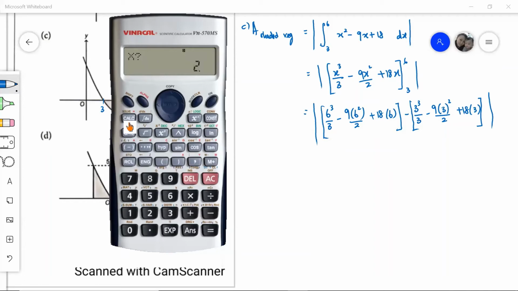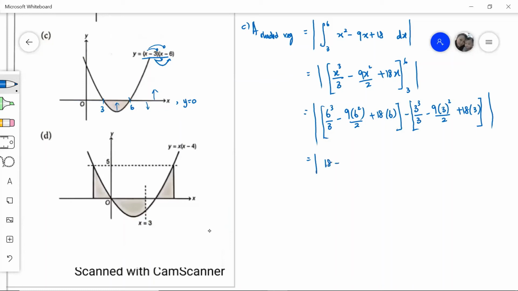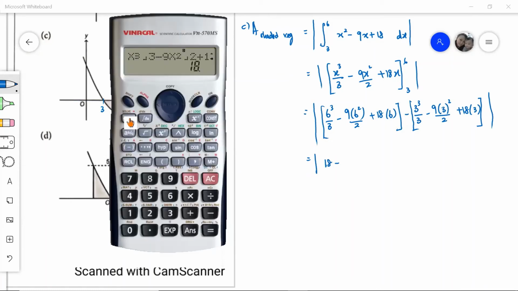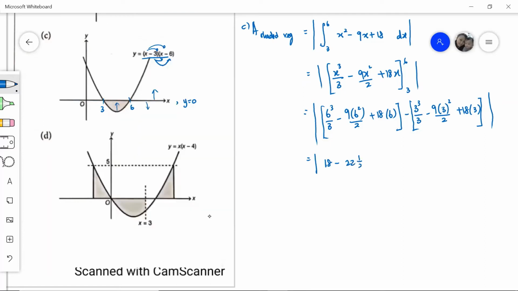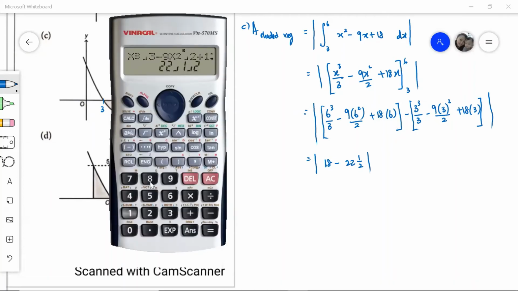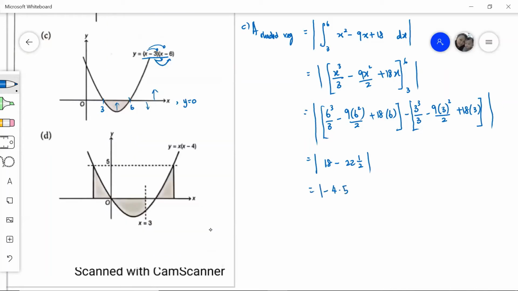Okay, so what is the x? So we have 6, substitute the 6 in, 18. And then minus when the x is 3, we got 22 and a half. So if we take 18 minus 22 and a half, we got negative 4 and a half, isn't it? So negative 4 and a half, which is negative 4.5. And therefore, the final answer is 4.5 units squared.